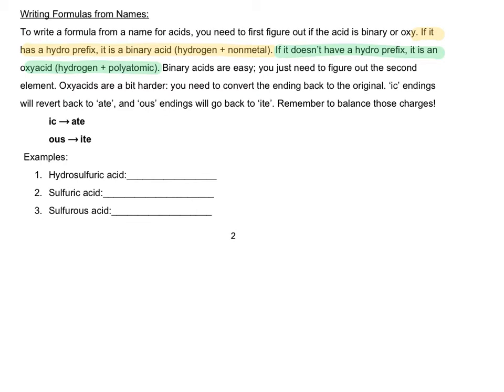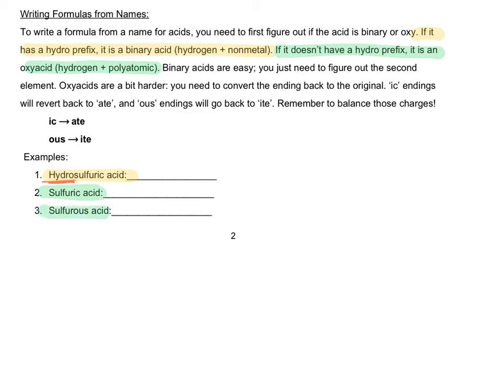Real quick, we're going to sort these examples down here into oxy and binary acids. So you can tell if it's binary by if it has a hydro prefix. This first one, hydrosulfuric acid, does have the prefix. So I'm going to highlight that as binary. Sulfuric acid, on the other hand, does not have hydro, so it is an oxyacid. Same thing with sulfurous. Doesn't have the hydro prefix, so it is oxyacid.